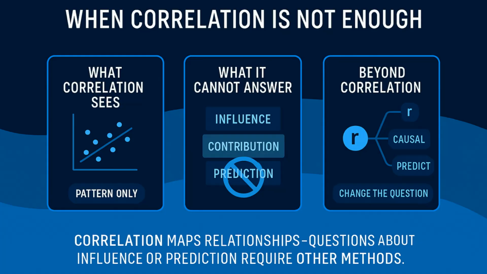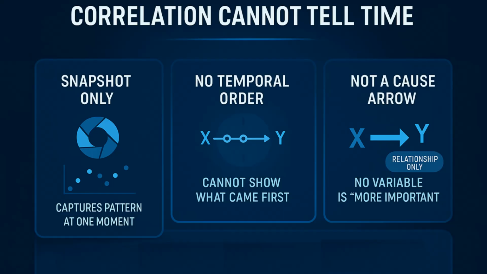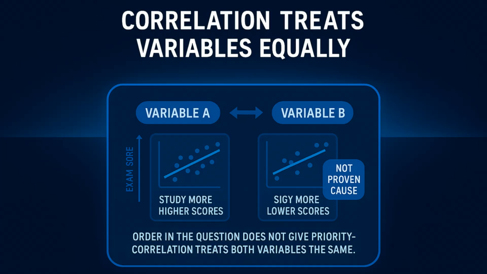It is equally important to understand when correlation is not enough. Correlation cannot answer questions about influence, contribution, or prediction. It cannot establish temporal order. The direction of a relationship does not tell you which variable comes first in time, or which is more important. Listing a variable first in the research question does not give it priority. Correlation treats both variables equally.